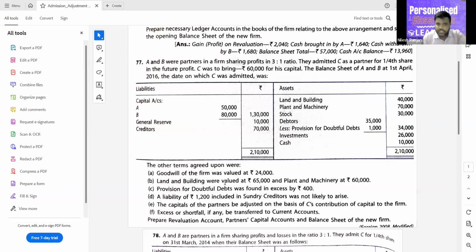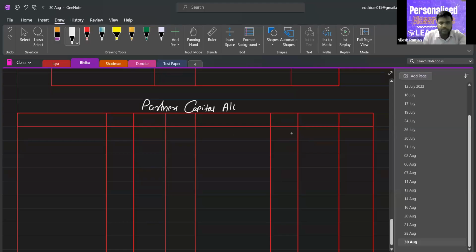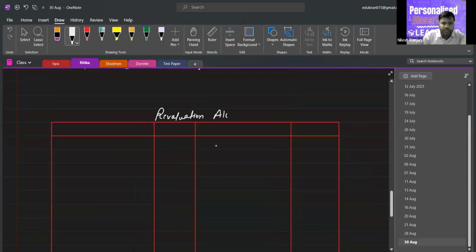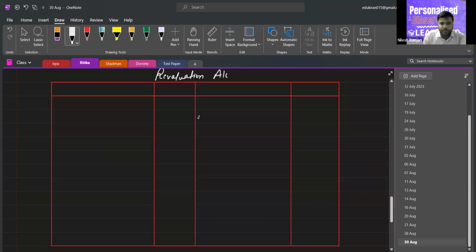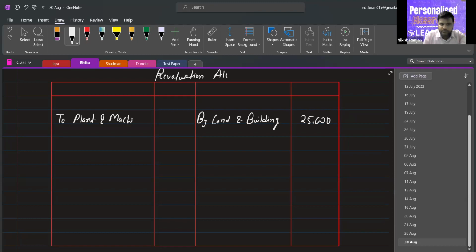Land and building were valued at 65,000 and plant and machinery at 60,000. Land and building value was 40,000, so it is a profit on land and building of 25,000. And plant and machinery at 60,000 was 70,000 earlier, so there is a loss of 10,000. So, to plant and machinery 10,000.